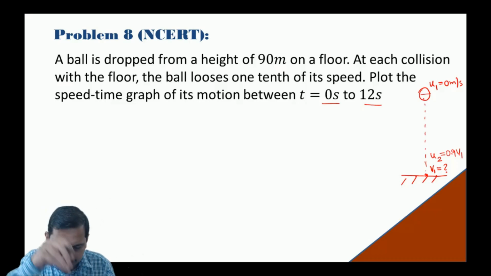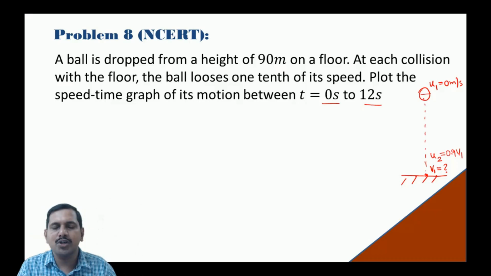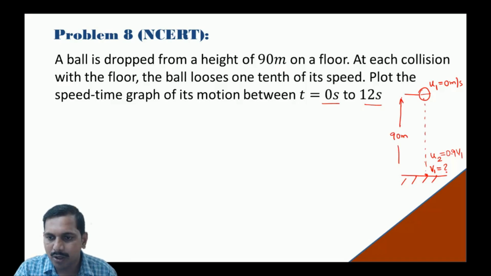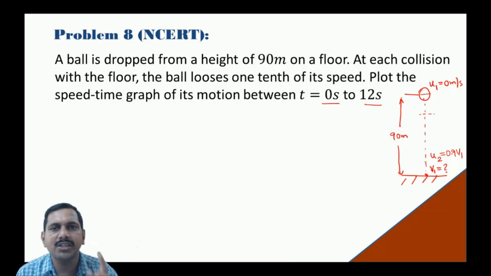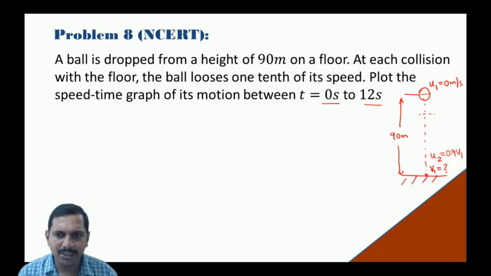Once it bounces back, because some energy is absorbed by the ground, the velocity with which it hits the ground is not the same as the one with which it comes out. Because of that, it won't go to the height of 90 meter again. Initially it was at 90 meter, so it will not go back to this 90 meter, but somewhere below. Now the question asks us to plot the velocity versus time graph, that is, velocity on the y-axis and time on the x-axis. Let us look at it.